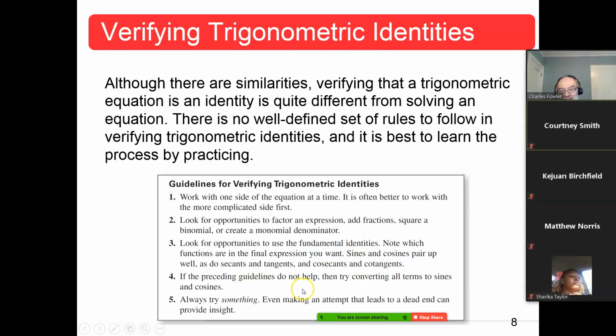If the preceding guidelines do not help, then try converting all the terms to sines and cosines. Now sometimes I'll do that very early in the game. I don't wait until step 4. Always try something. Even when you're going down a rabbit hole and not getting anywhere, a dead end, you might get insights. Oh, but I could try this. So always try something. Those are general guidelines. I don't necessarily like the order of them, but we'll see what works.